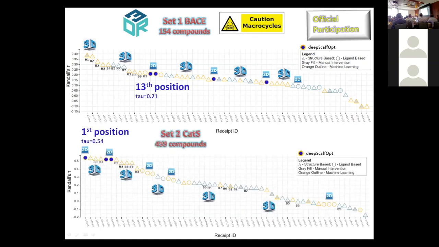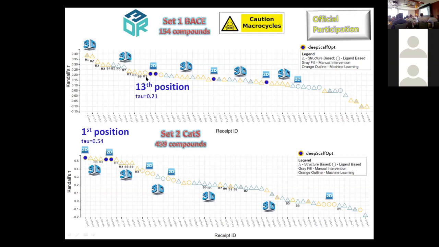Notwithstanding, in the second dataset, which did not contain macrocycles, with deepScaffOpt, I was able to rank first with equal statistics with the second, the people from MolSoft. However, the rest of the top participants use 3D structures for their methods. Oh yeah, and also one comment about this: I have marked the top participants in the BACE dataset, B1, B2, B3, and you can also see their performance in the cathepsin dataset.